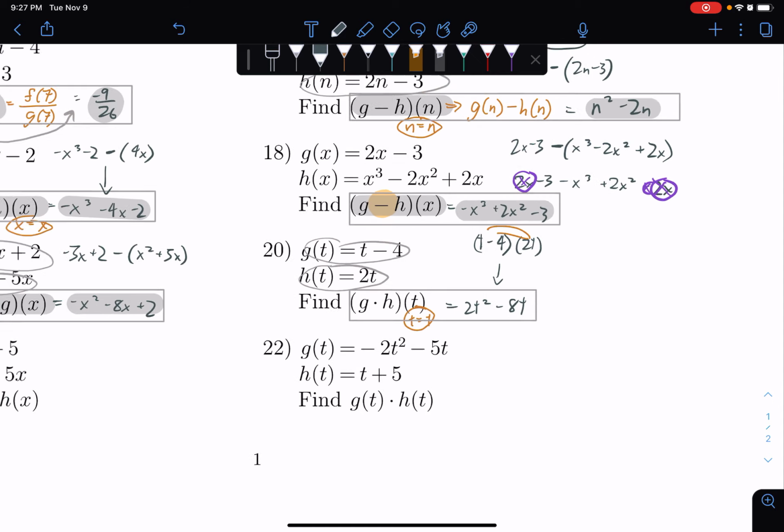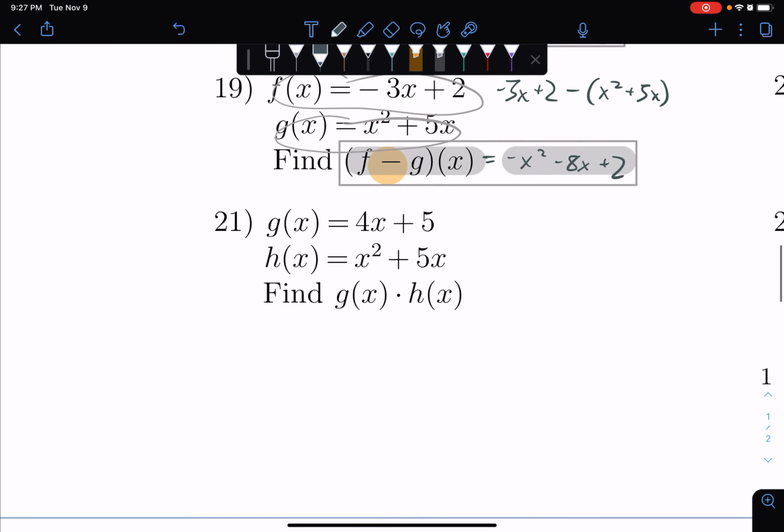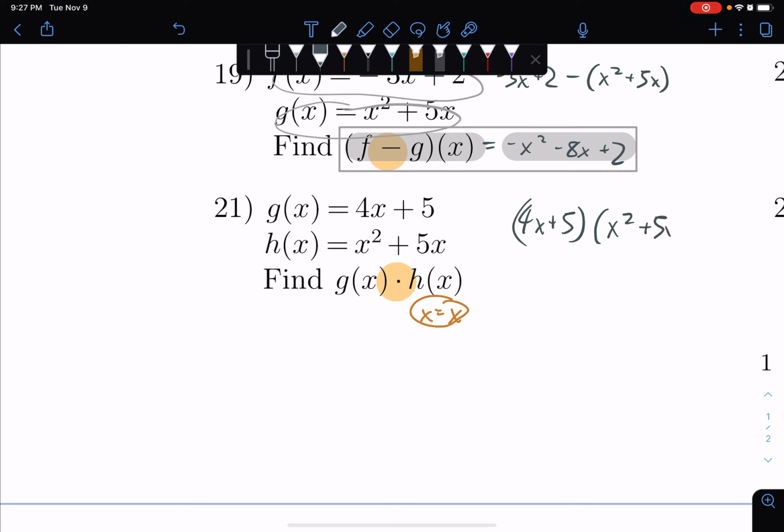Alright. Let's move to number 21. So acknowledge that our operation is multiplication this time. Still the same as the previous problem that we've had. Consider that x is equivalent to still x. We don't know a constant value of it. So g of x times h of x. So 4x plus 5 times x raised to 2 plus 5x. That's it. That's everything that we have to do.